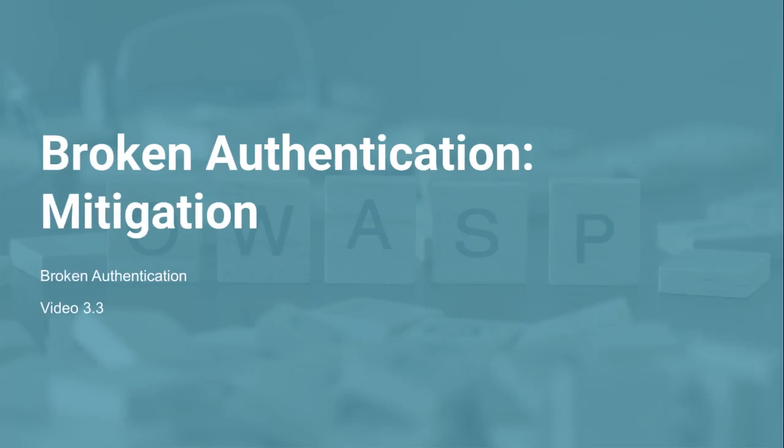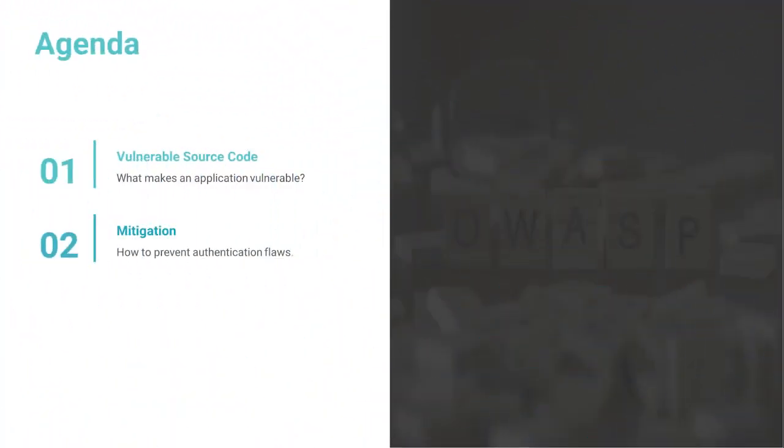Welcome to the third and last part of Broken Authentication session. In this part, we will discuss authentication flaws mitigation. We will start discussing what makes an application vulnerable, and then we will hunt OWASP Juice Shop vulnerable source code. Then we will discuss how to avoid such vulnerabilities.